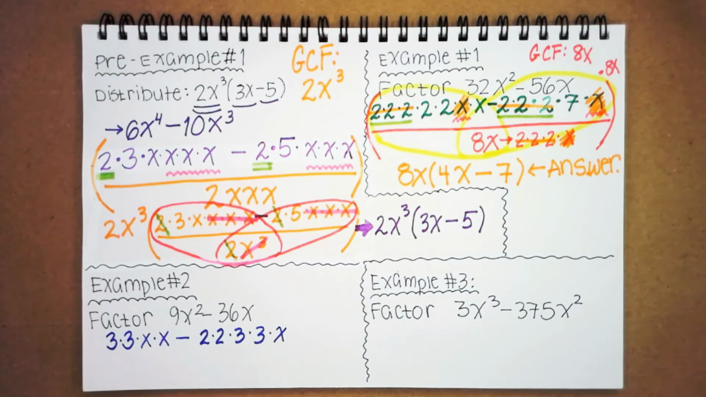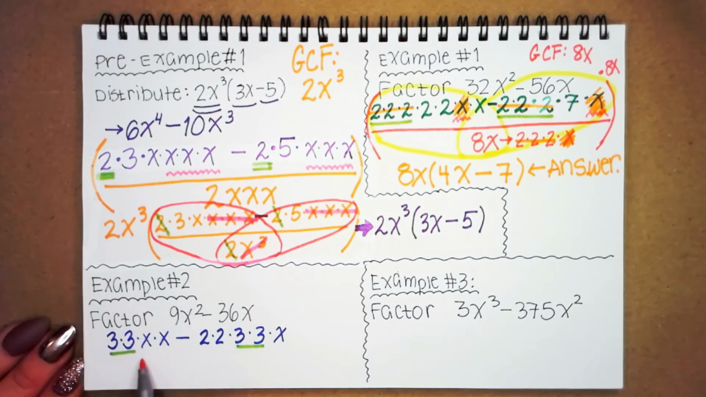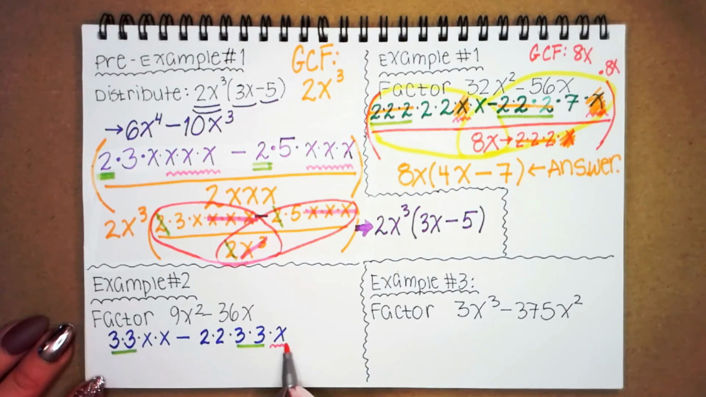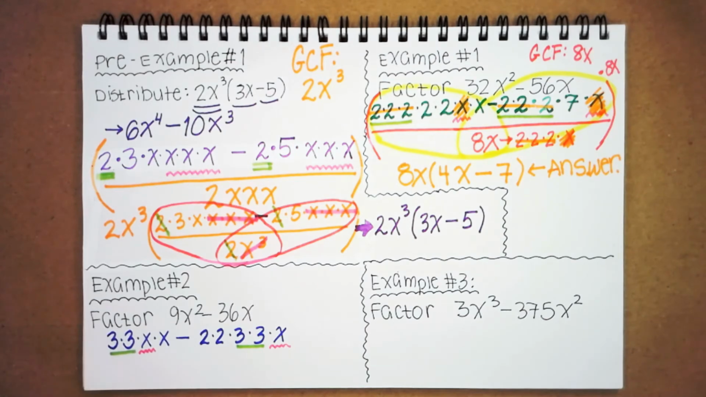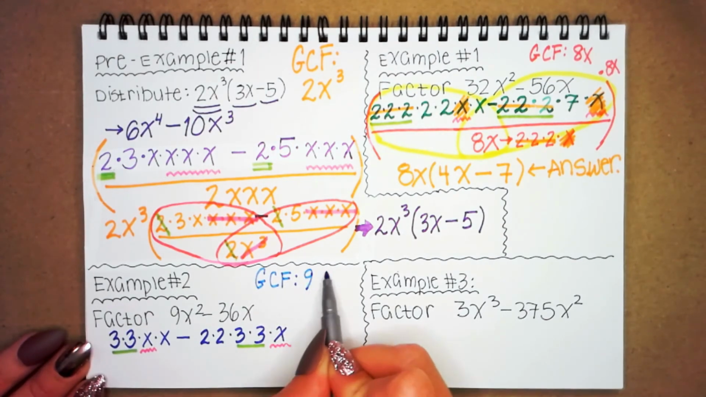Now we need to identify the greatest common factor. Here I have 2 3's. Here I also have 2 3's. That means 9 will be a part of my greatest common factor. Here I have 2 x's. Here I only have 1. That means only 1 x will be a part of my greatest common factor. That means the GCF for this problem will be 9x.